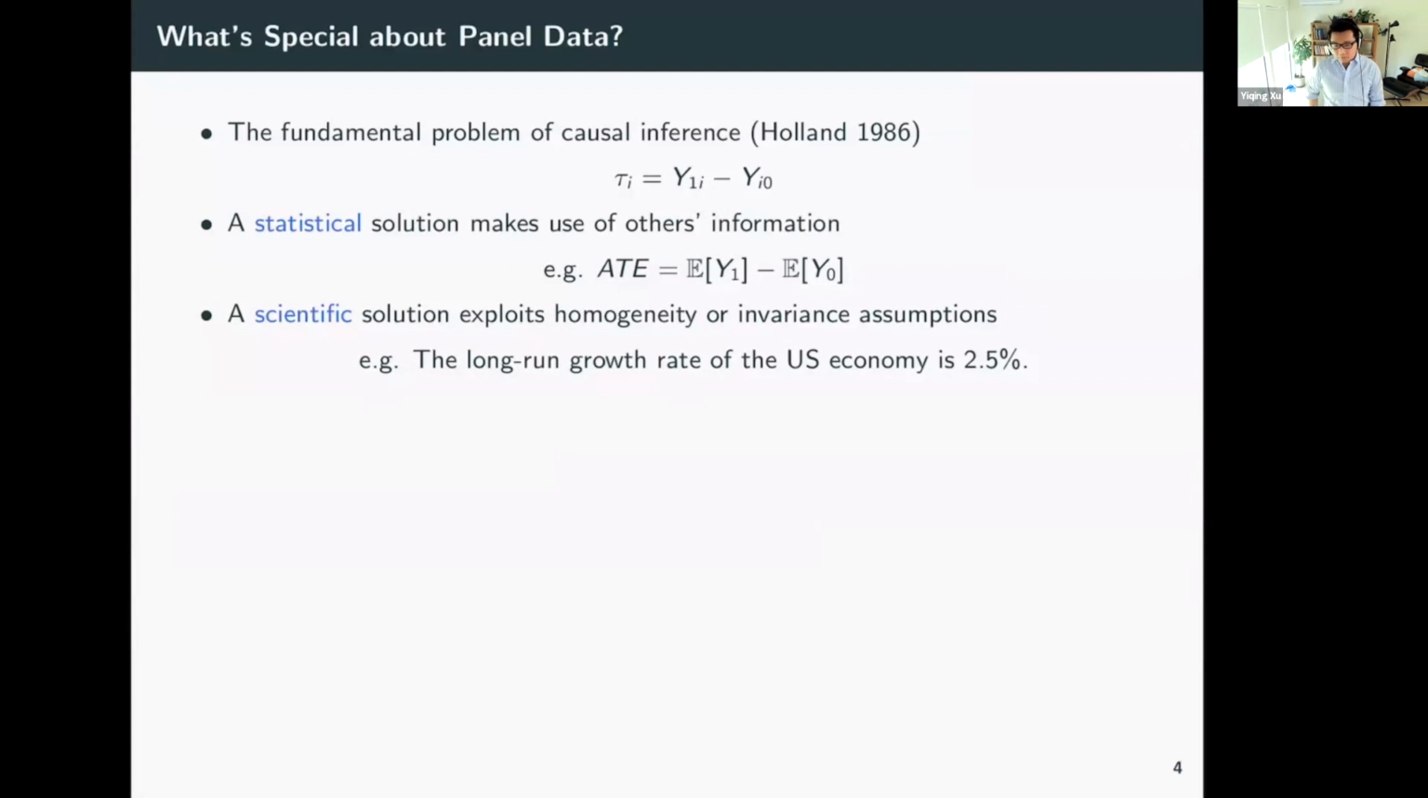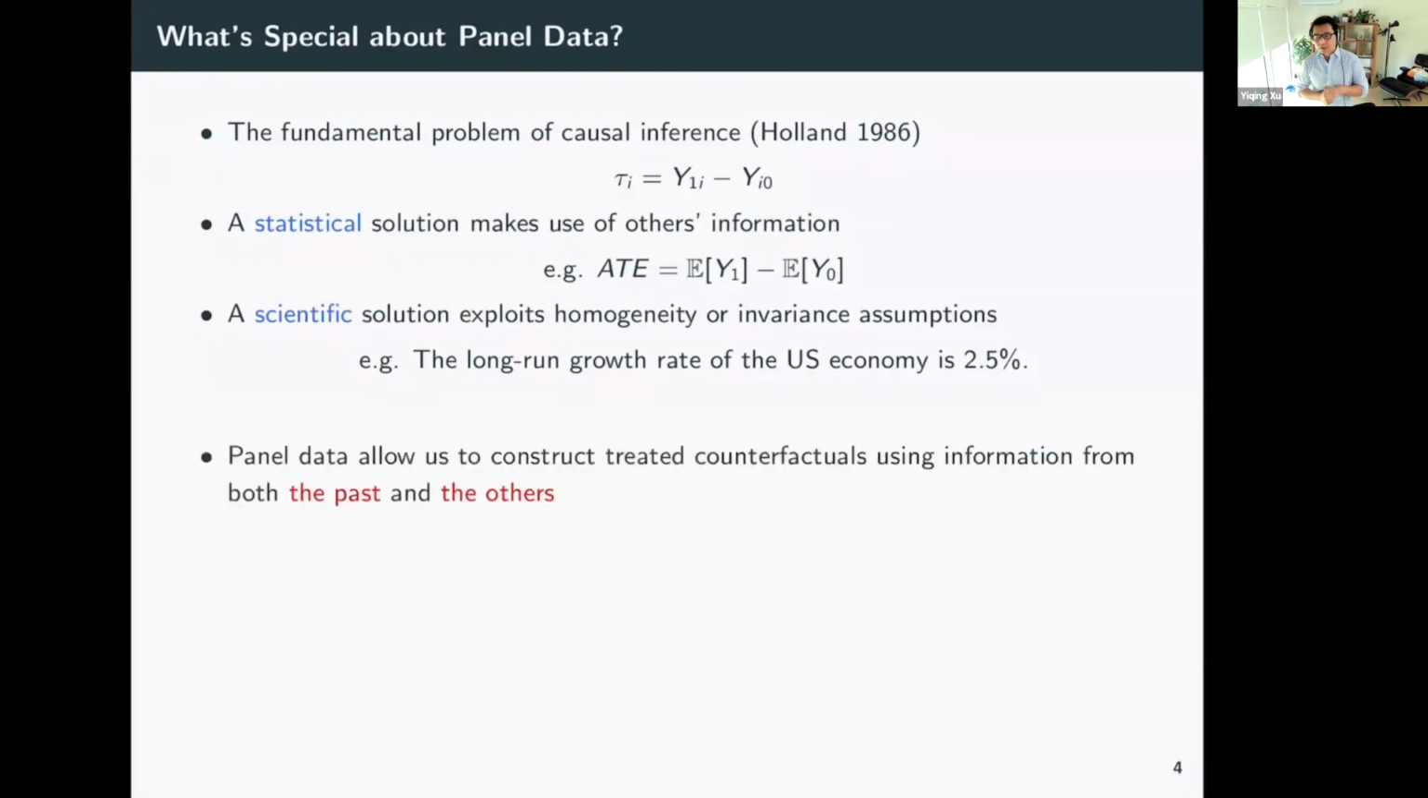And many of our methods involve both solutions, because whenever we write a parametric model, we are invoking the scientific solution to some extent, because we have some prior on the data generating process. The beauty of panel data is that it allows us to construct counterfactuals, sometimes at the individual level, sometimes at the group level, using information from both the past and others, your neighbors. If you're interested in a particular treated unit, you can use its past information to build the counterfactual. You can also use its neighbors' information to make better predictions for the counterfactual. That's what's special about panel data.